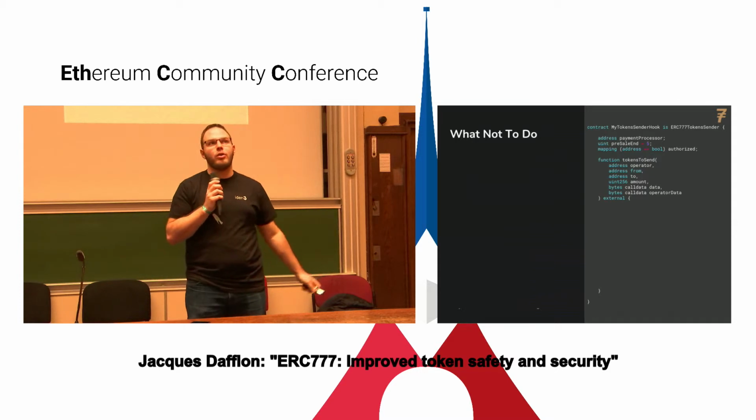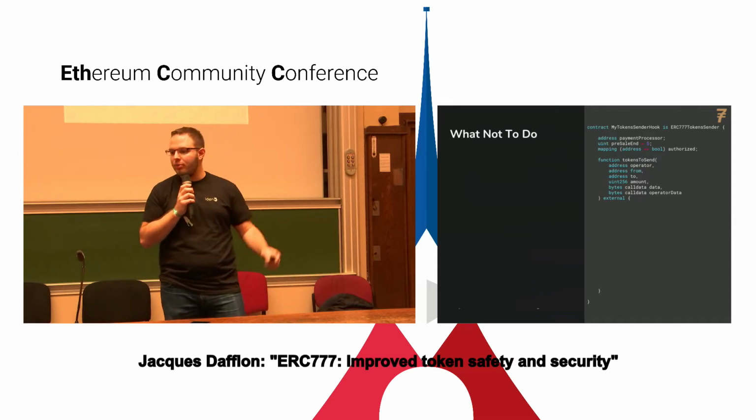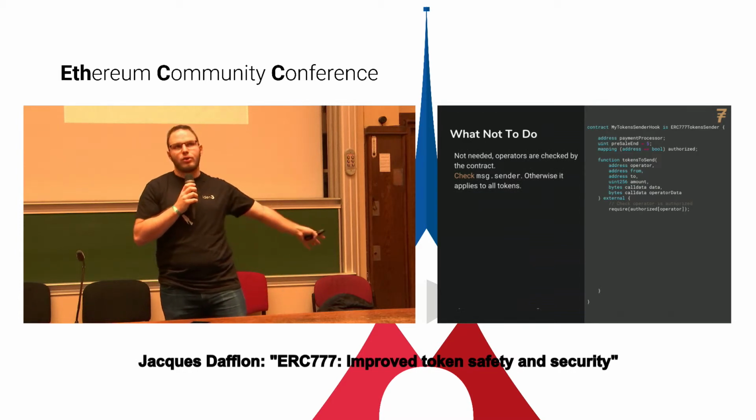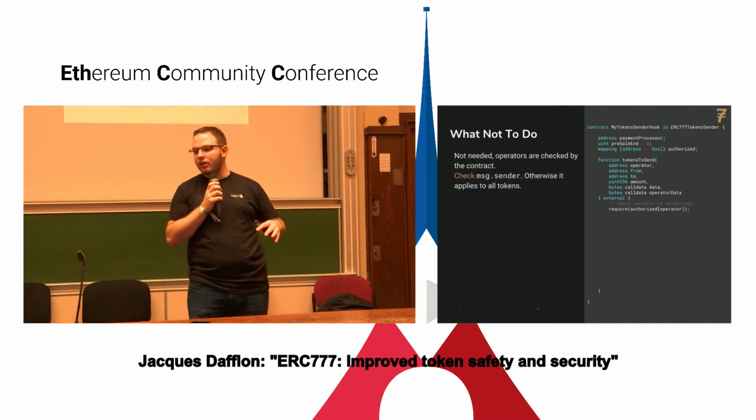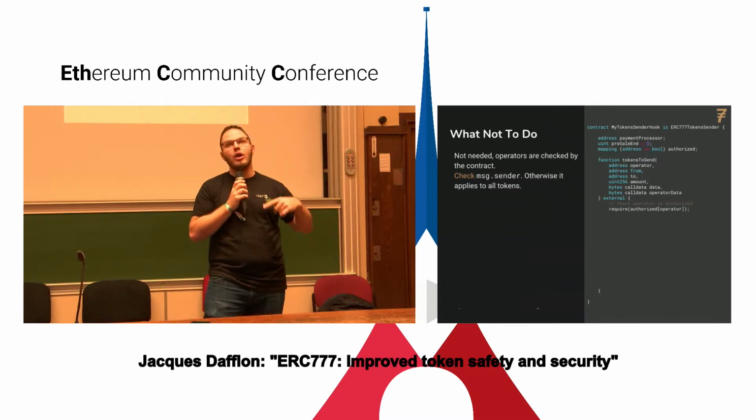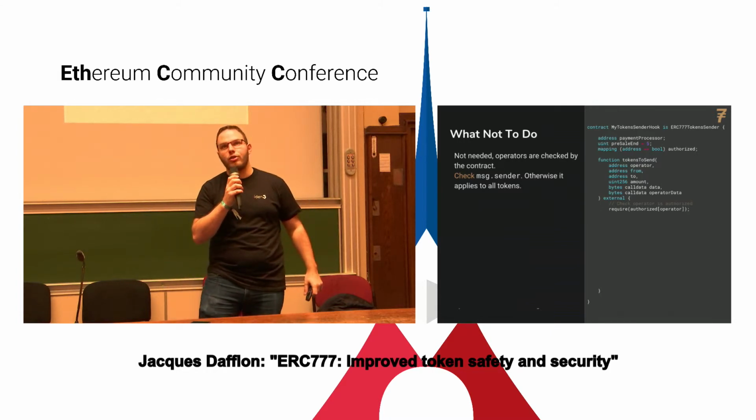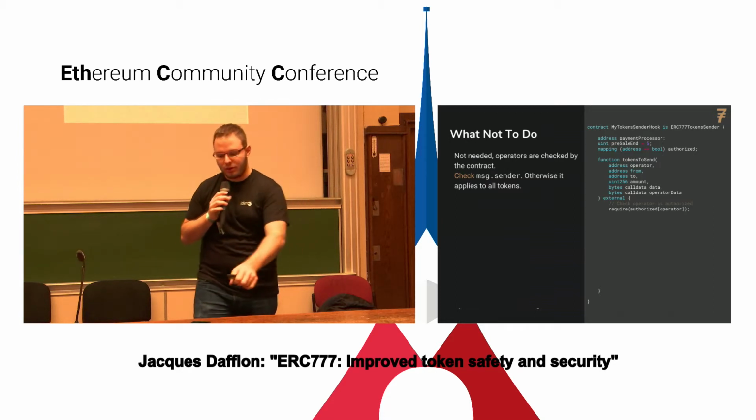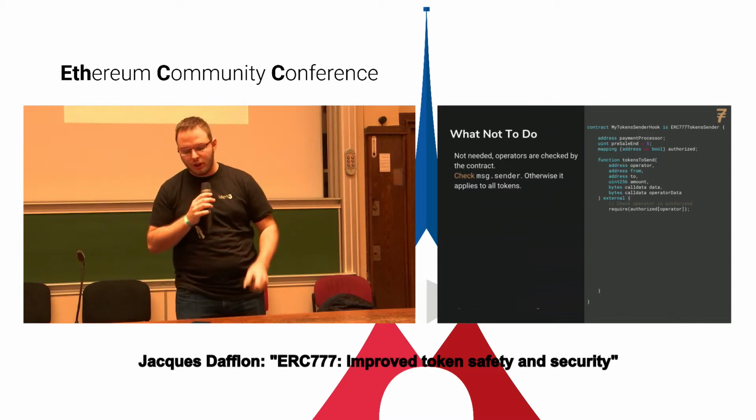So here is an example of what not to do. This is a simple hook you can deploy. First thing is, don't check whether the operator is authorized or not. This is part of the token contract, so you don't have to do it in there. Secondly, and more importantly, we're not checking the message sender of the function, which means this applies to all the tokens that you have, not a specific token. So you have to be very careful to apply the logic to the operator for each token individually.